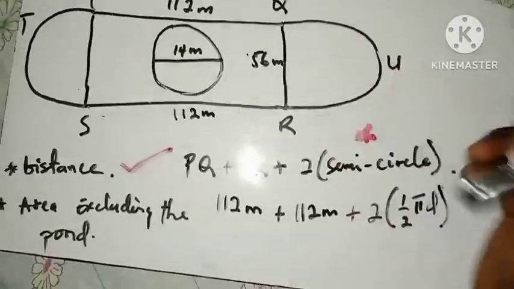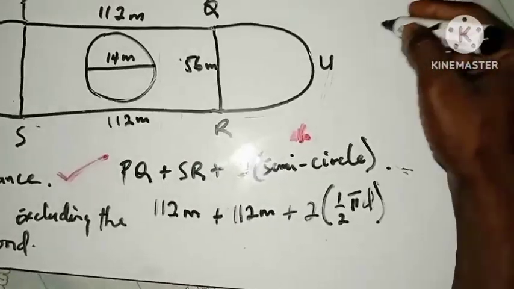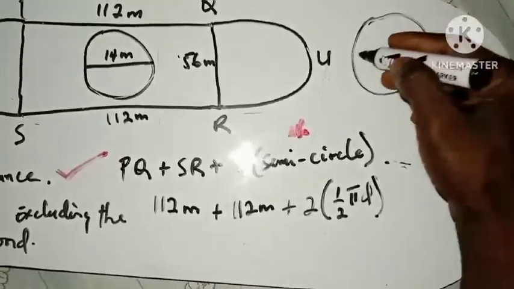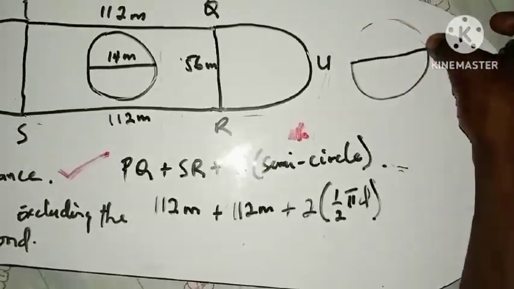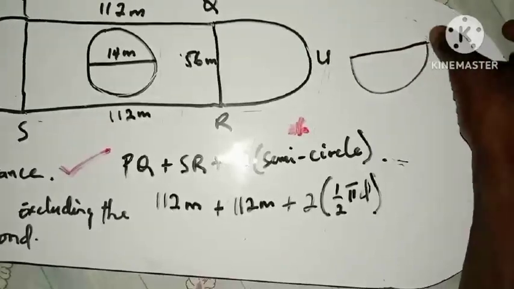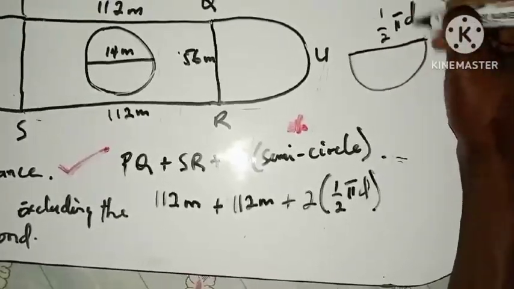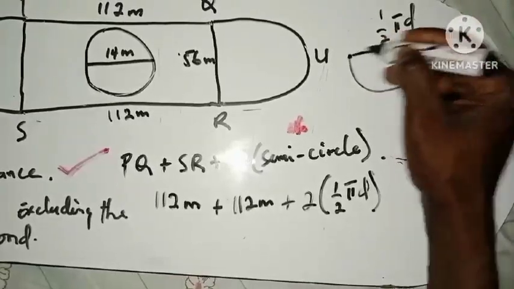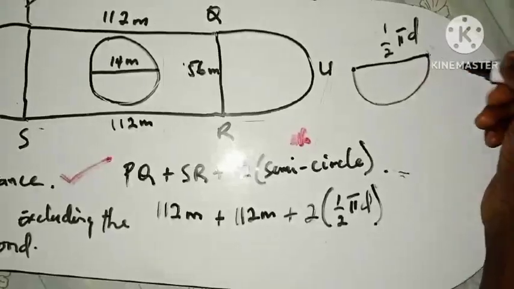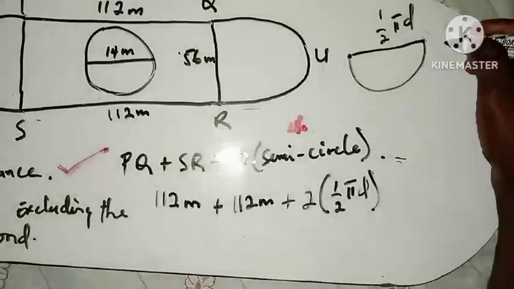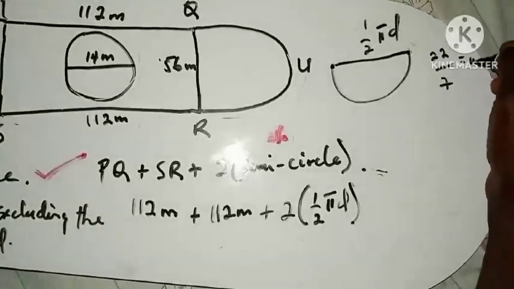So the diameter of a semicircle, this is something that you should know. If you have a circle and you divide it into 2, that gives you the semicircle. So the distance of this semicircle is 1 on 2 pi times the diameter. This is the diameter from this point to this point here. Pi was given in the question as 22 on 7, so that is what we are calling the pi.